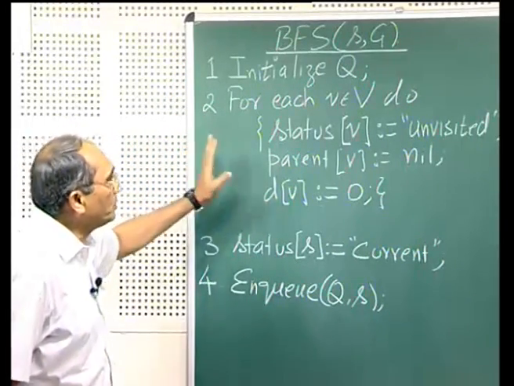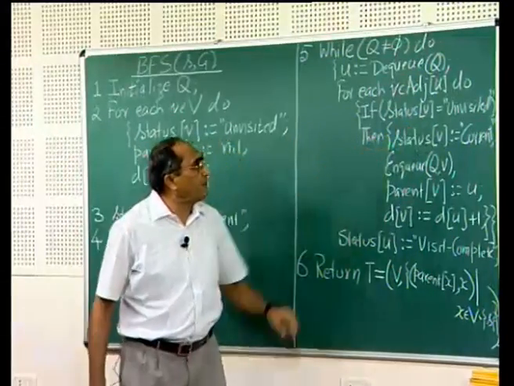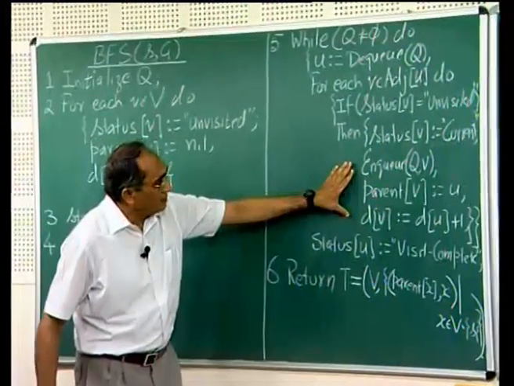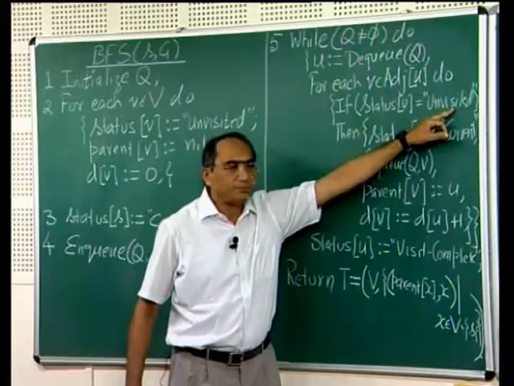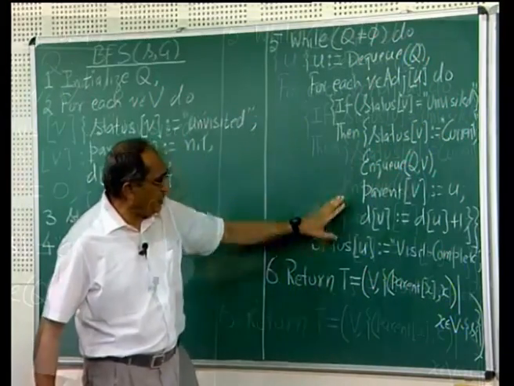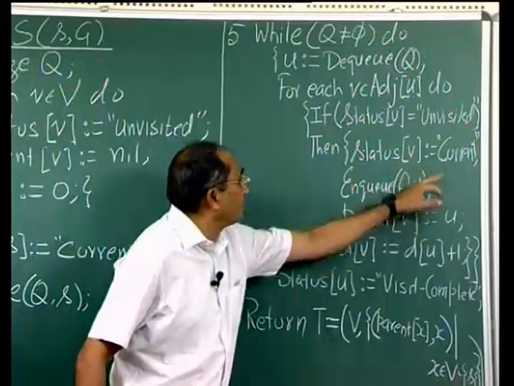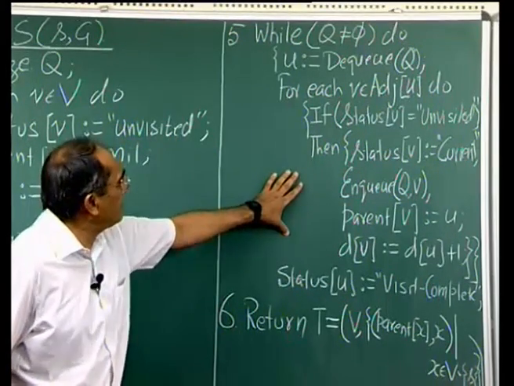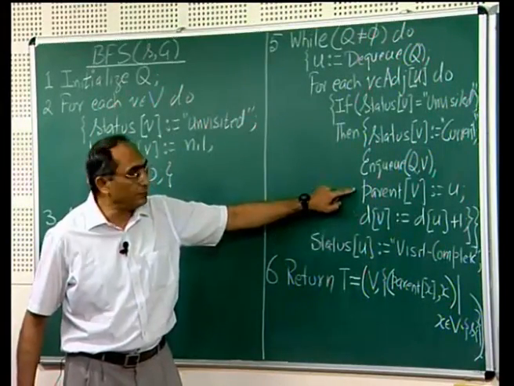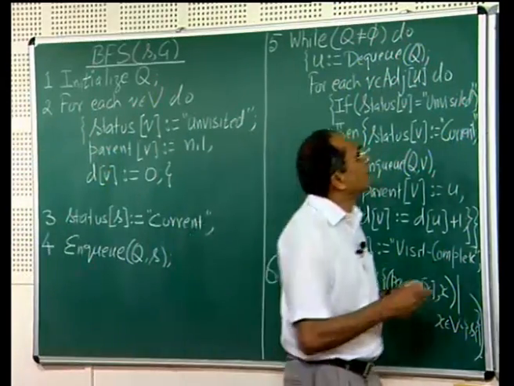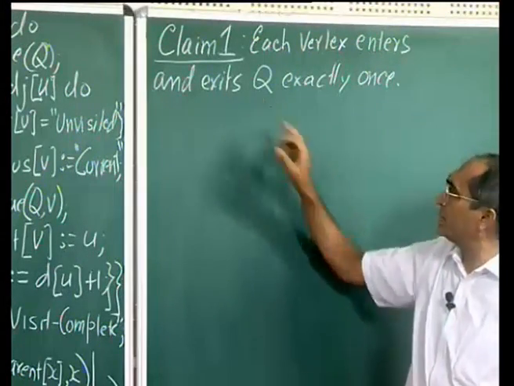The two important features of this is every vertex v for which we assign the parent and the d value is one which is unvisited. At that time, we reassign the status to be current. So, every vertex has only one assignment to their d value and to their parent value. We also stated one claim and proved it, that every vertex enters and exits the queue precisely once.